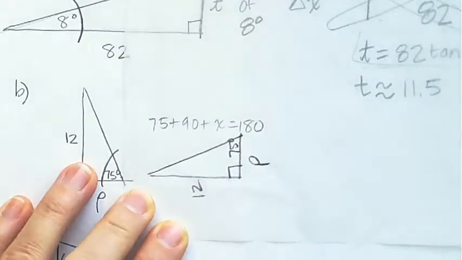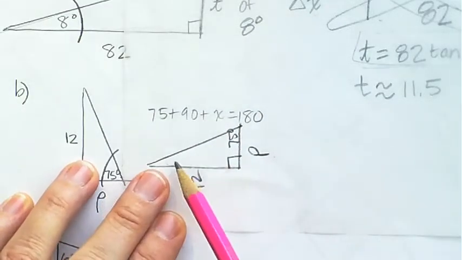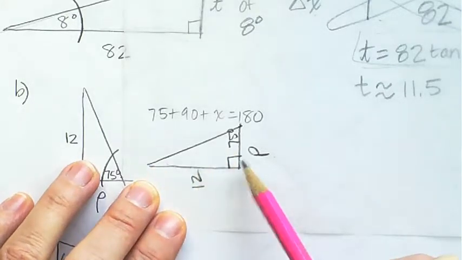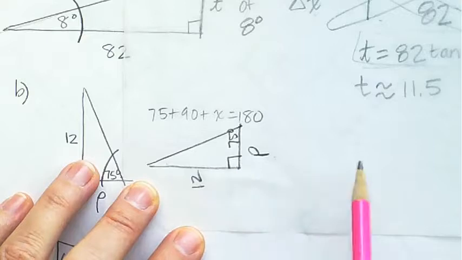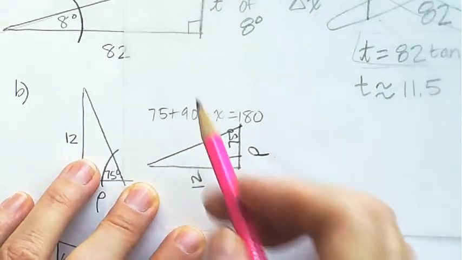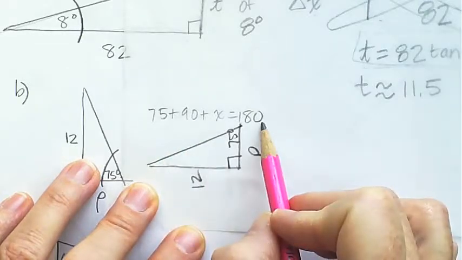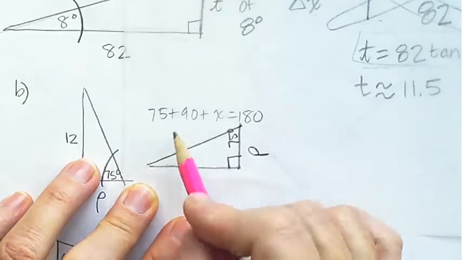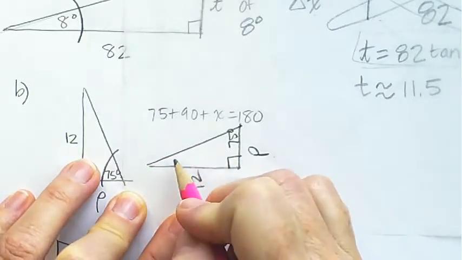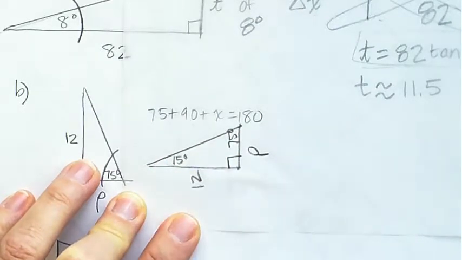And you can do this without setting up an equation. You should recognize by now that these two angles are always going to add up to 90 degrees in a right triangle. Because if this is 90, take away 90 from 180, you're left with 90. So if I solve this equation for x, I'm going to get x equals, and I'm just doing 90 minus 75 in my head, and that's going to be 15.